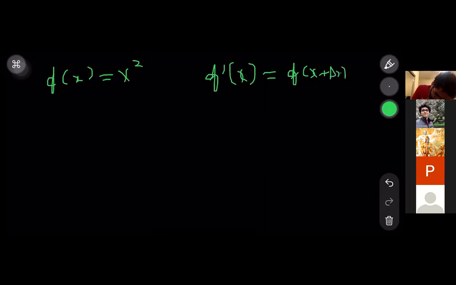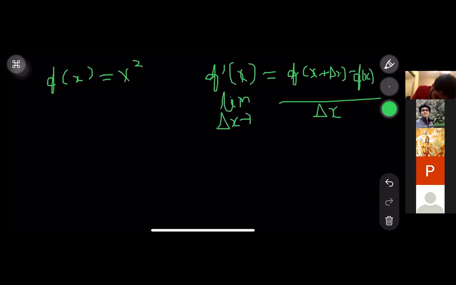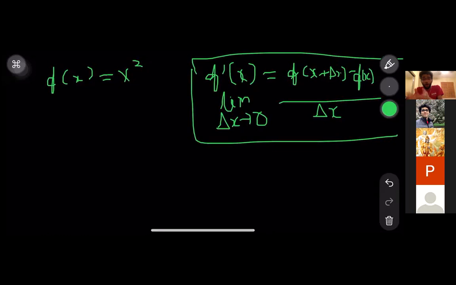So let's give it a different notation, or let's not make this confusing. Let us say the formula is represented like this. Let us say this f dash of x is the slope of the function, and we write this as f of x plus delta x minus f of x divided by delta x. This was our formula, the one that I explained. Limit as delta x goes to 0.